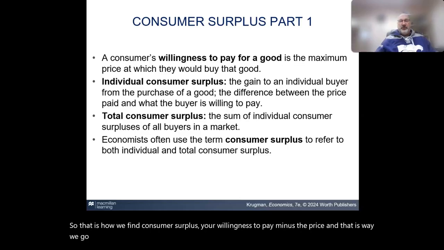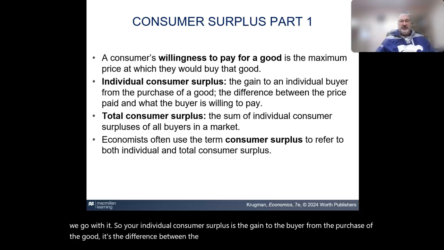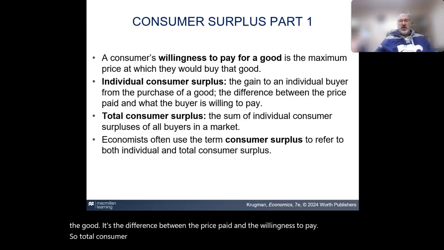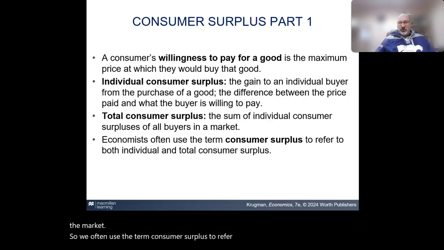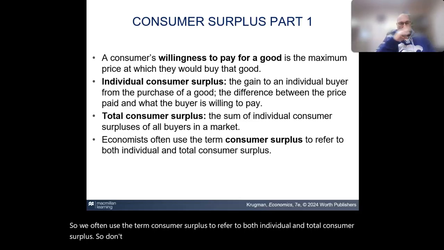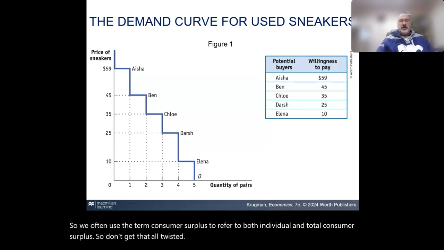So your individual consumer surplus is the gain to the buyer from the purchase of the good. It's the difference between the price paid and the willingness to pay. Total consumer surplus is the sum of the individual consumer surpluses of all the buyers in the market. We often use the term consumer surplus to refer to both individual and total consumer surplus. So don't get that all twisted. It's both.